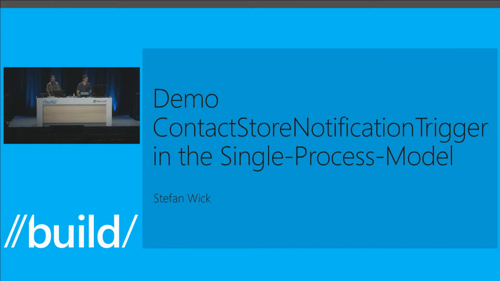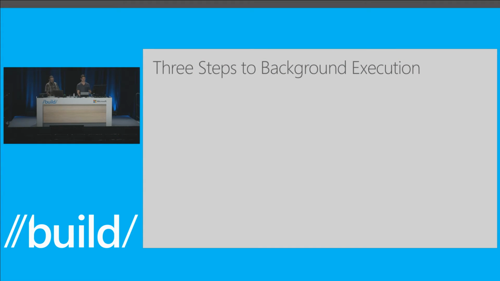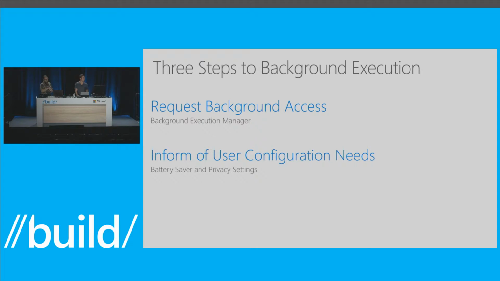All right, so Stefan showed you the 3 steps to enabling background execution before you can actually run code in on background activated. And the first was requesting background access using that background execution manager. And from there, you would get a background access status, and then you could also check battery saver to inform your user of any configuration needs.